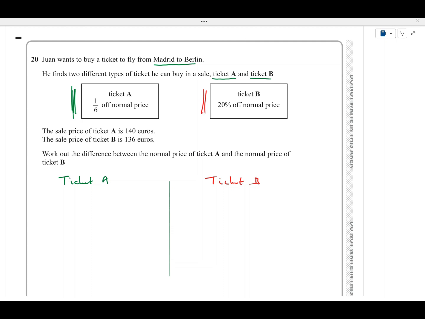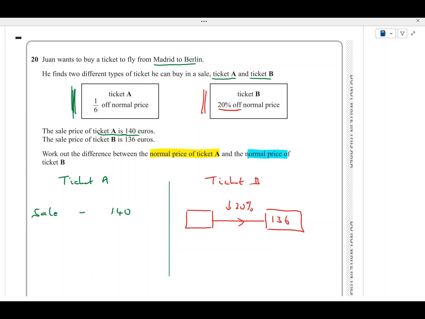The sale price of ticket A is 140 euros. Oh, that's interesting. So ticket A has 1/6 off, doesn't it? And then the sale price is 140 euros. Okay, now ticket B. 20% off the normal ticket price. So that's going to be a reverse percentage, I think. When you take 20% off, you have the sale price of 136. Okay. Work out the difference between the normal price of ticket A and the normal price of ticket B.